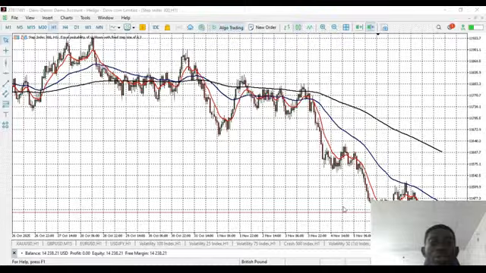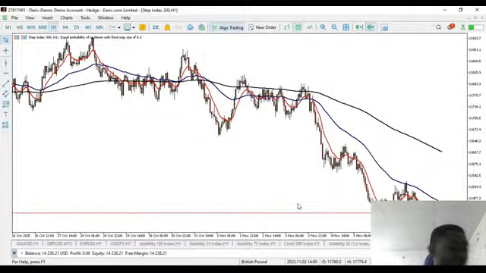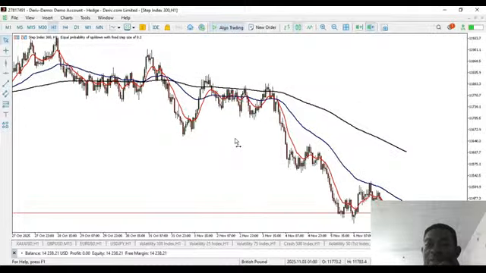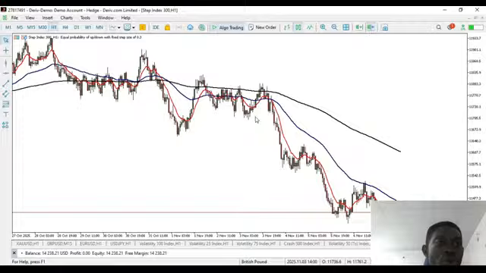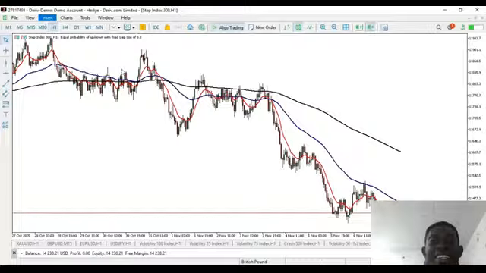So I want to add something to this. It is called ADX. We'll be combining the EMA and ADX. So we go to insert, indicator, trend, and average directional moving index. It's called ADX, average directional moving index.